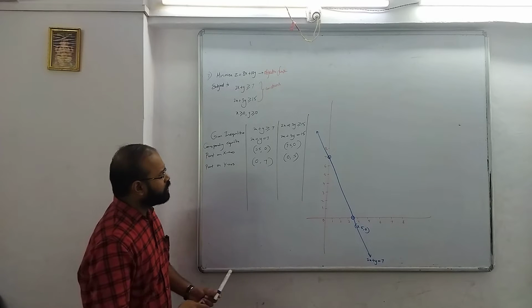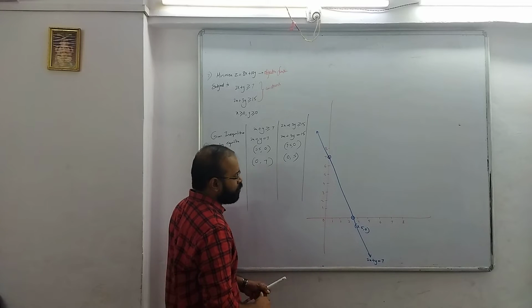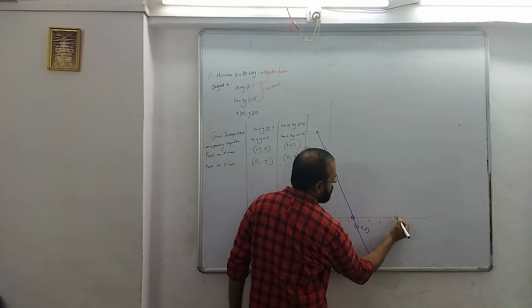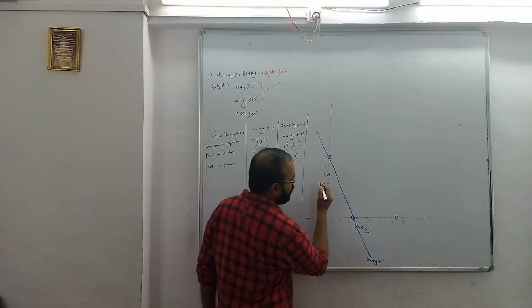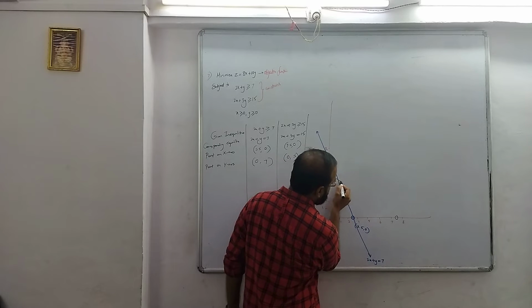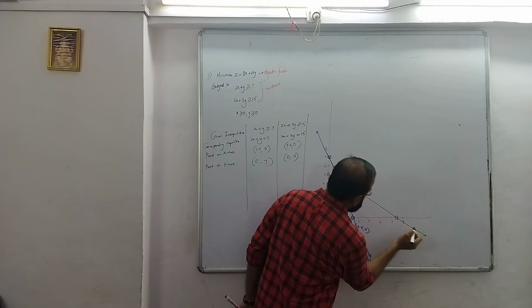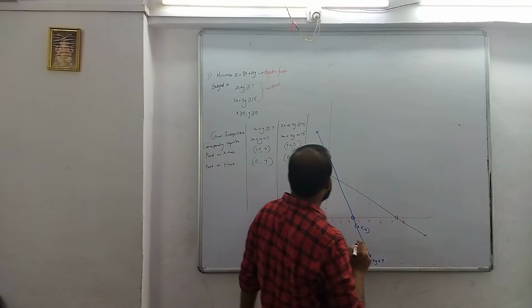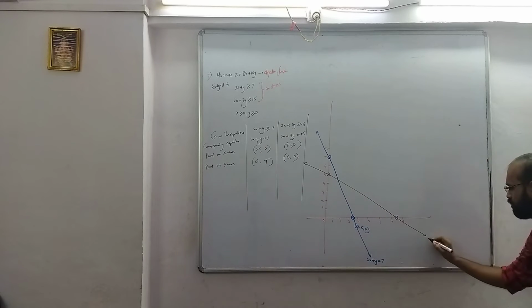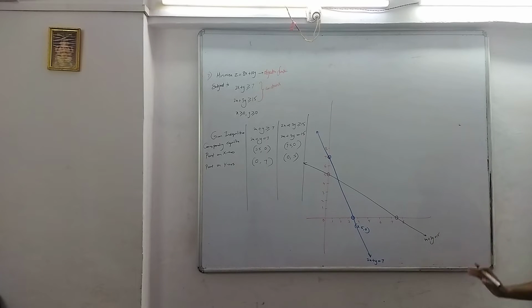The second line that you get is 7.5, 0. 7.5, 0 is this. And 0, 5. So I will join this now. So this line is 2x plus 3y is equal to 15. This is what I got.